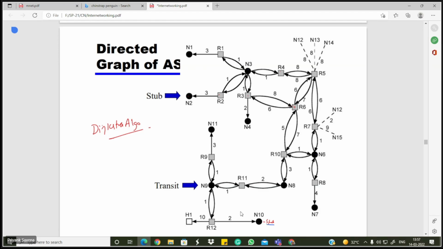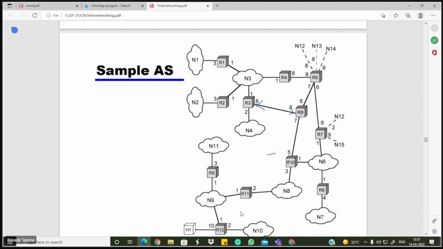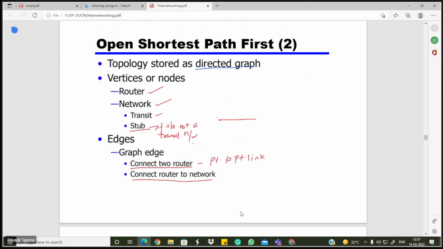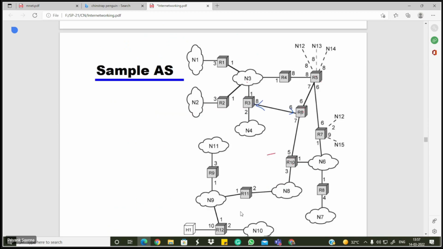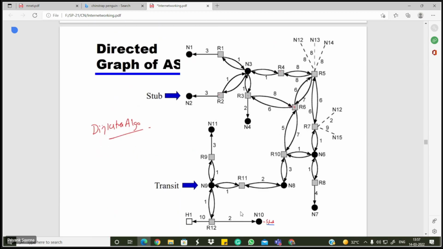Fine. So first of all, we have to draw. An example of this type may come in the end semester, where you are asked to draw the Open Shortest Path First, right? Take this as a shortest path tree and draw the things. So for OSPF, first of all, we draw a directed graph from here. So this is a directed graph of the sample autonomous system.